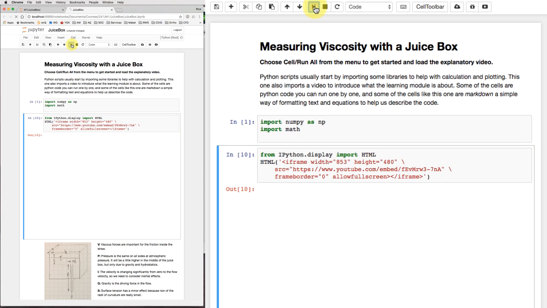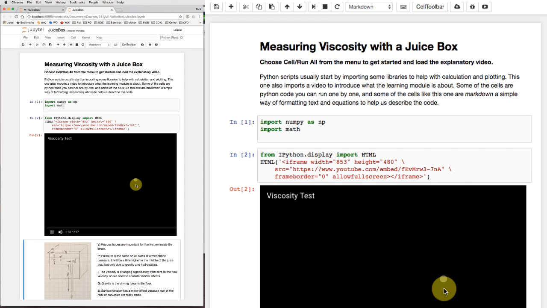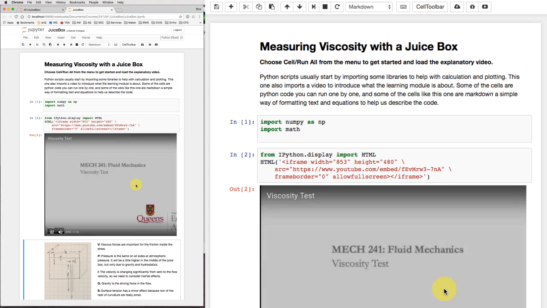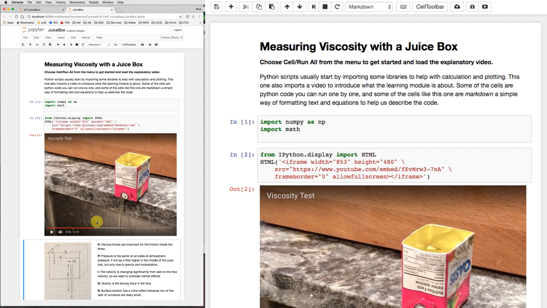So if I run this one, it goes out and actually finds the video, and we could play the video inside this and see what's going on. But for now, I'm going to skip that. I'll pause it, and I'll just go back to the beginning or somewhere around here where we can see the juice box.